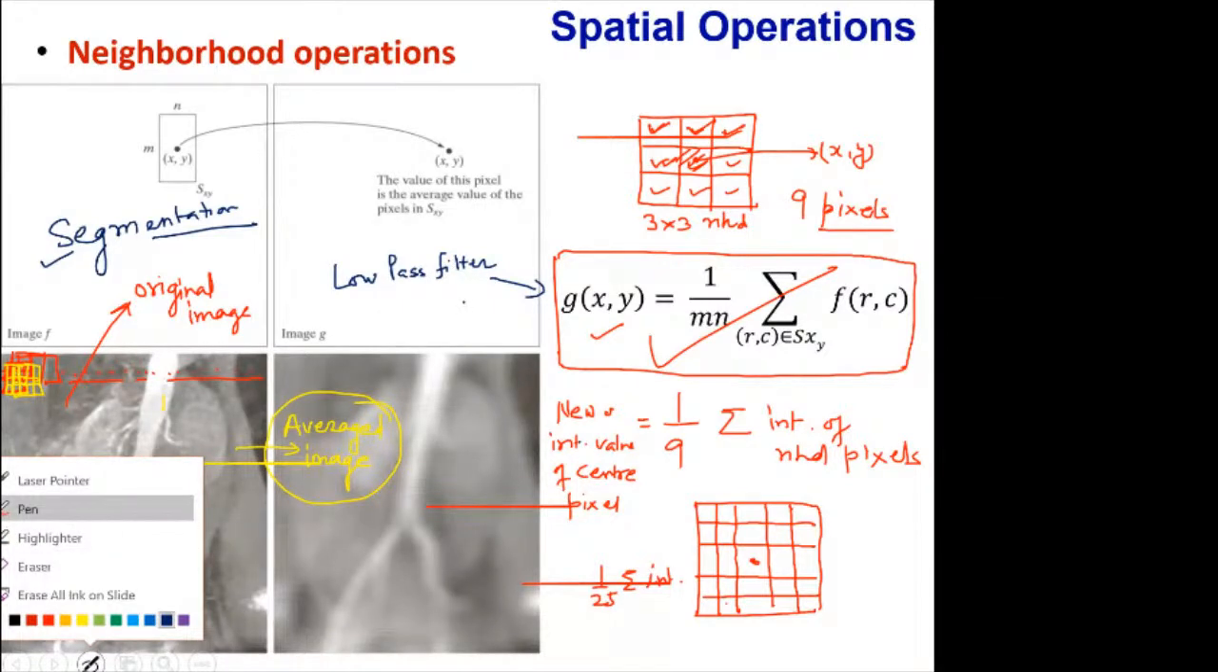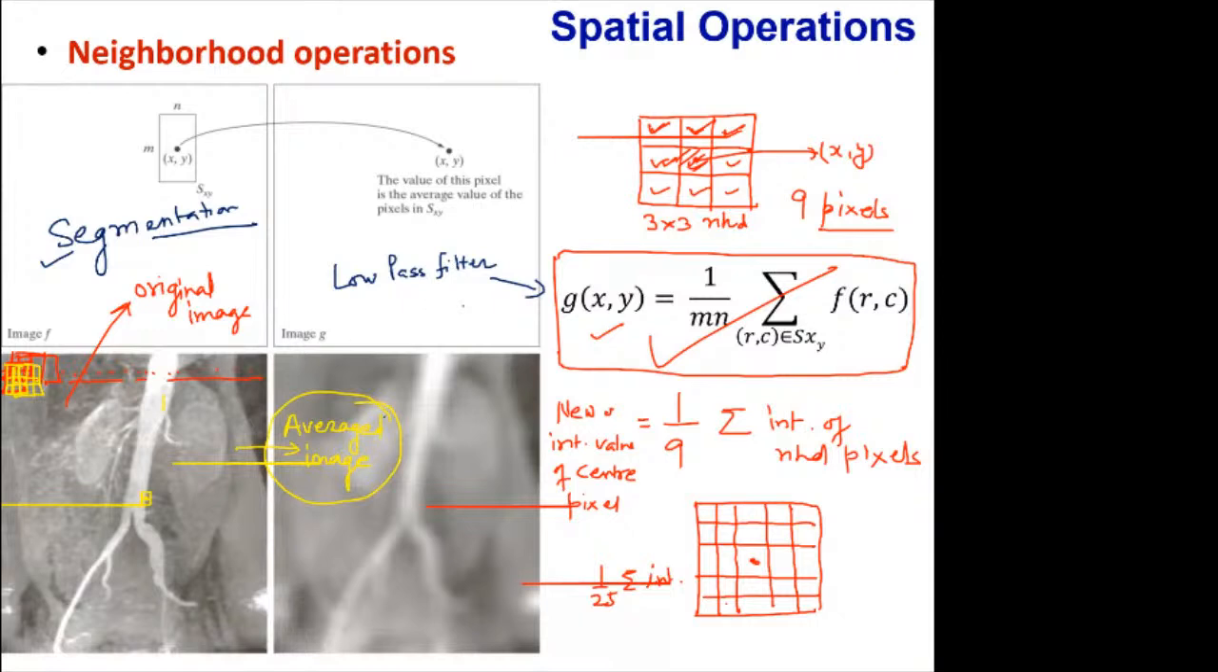So what I was saying is that low pass filtering is very useful in segmentation, and this is one of the important methods to segment the object from a large image. Okay.